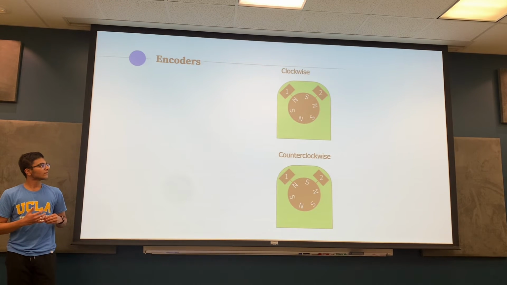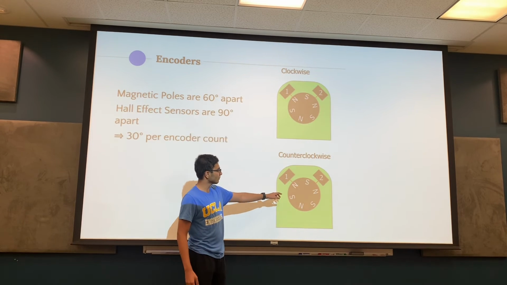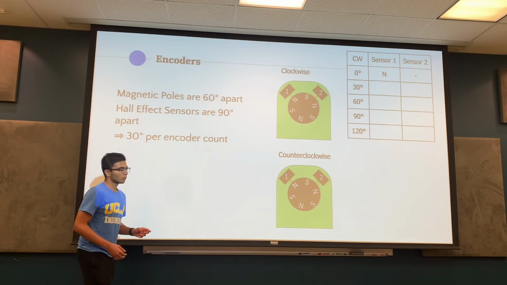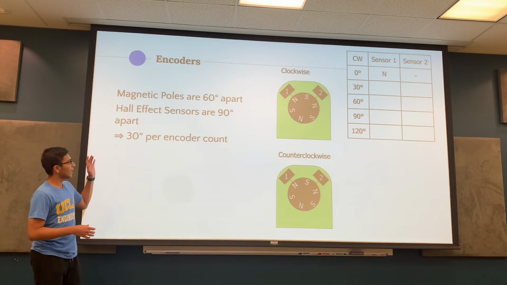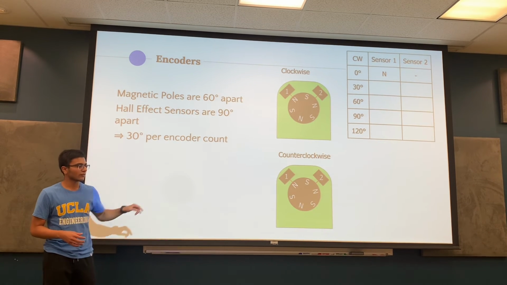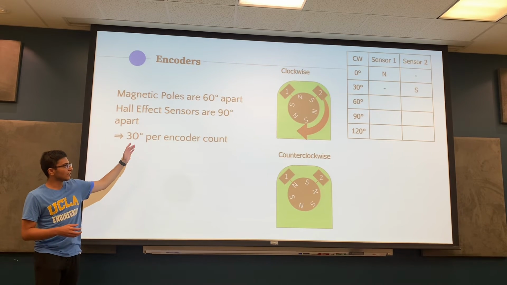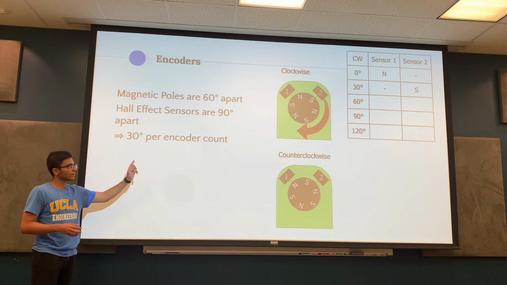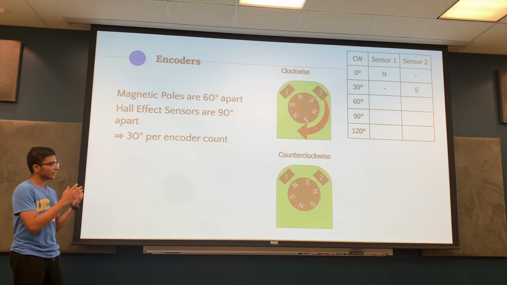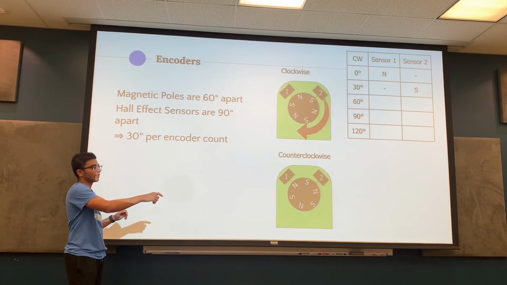So here's an example of it actually happening. You can think of this as the back of the encoder with the magnetic disc and the 2 Hall effect sensors. As the motor spins, the magnet also spins, but the 2 Hall effect sensors stay in the same place. If you look at the math, each pole is 60 degrees apart. The Hall effect sensors are angled 90 degrees from each other, which means that about every 30 degrees you're going to get a change in the encoder values.